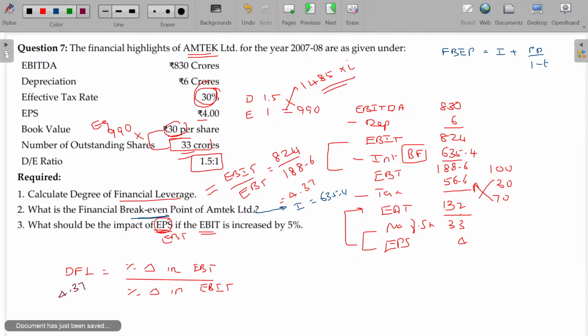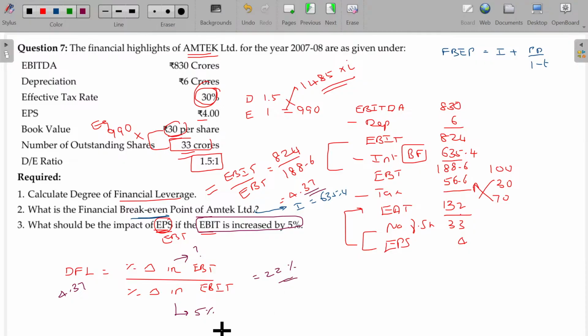We got this value here. Now the question is, EBIT is increased by 5%, so this is given. What about the change in EBT? We have to calculate in a reverse case. Right. So 5 into 4.37. Roughly 22% change will happen. If the change happens in EBIT at the rate of 5%, definitely it leads to a 22% increase in EBT. Is that clear?